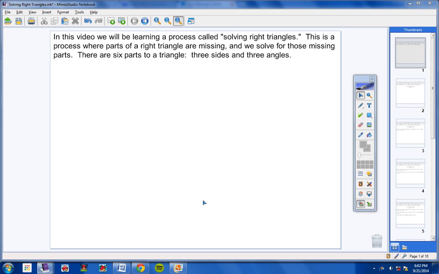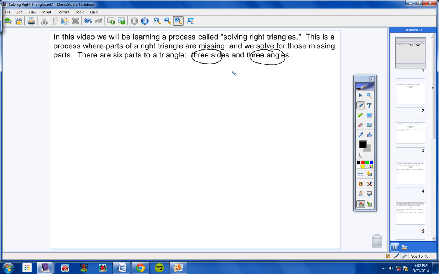Okay, pre-cal students, in this video we will be learning a process called solving right triangles. This is a process where parts of a right triangle are missing and we solve for those missing parts. Now understand there are 6 parts to a triangle, okay? There are 3 sides, obviously, and there are 3 angles, okay?